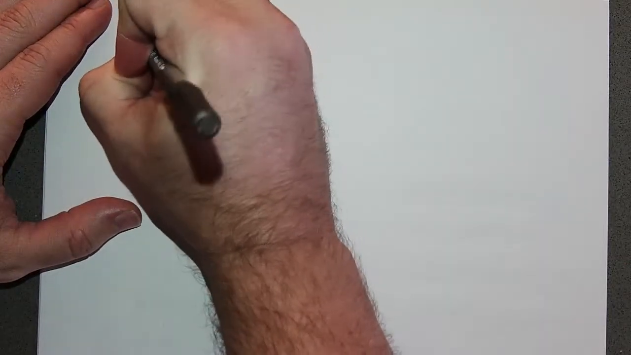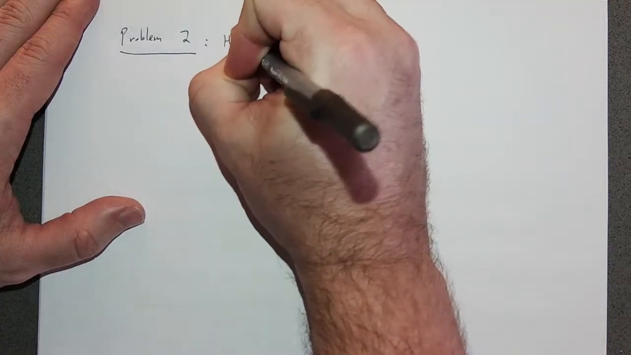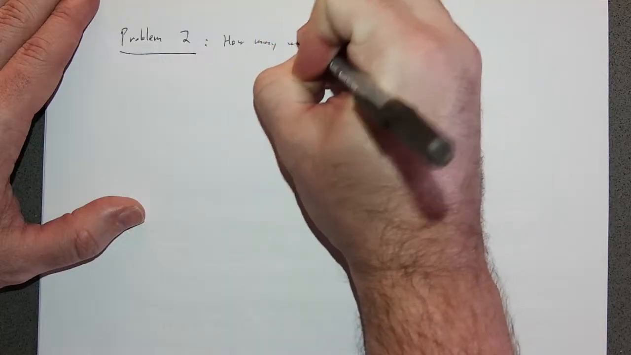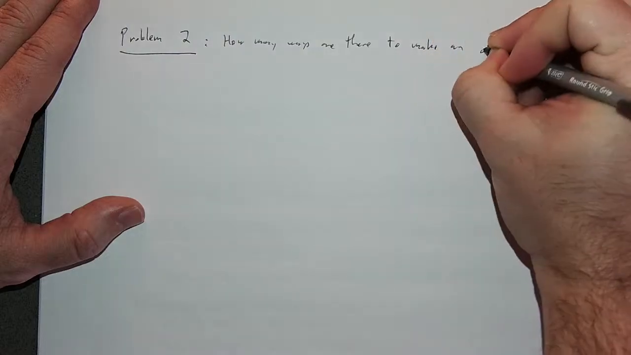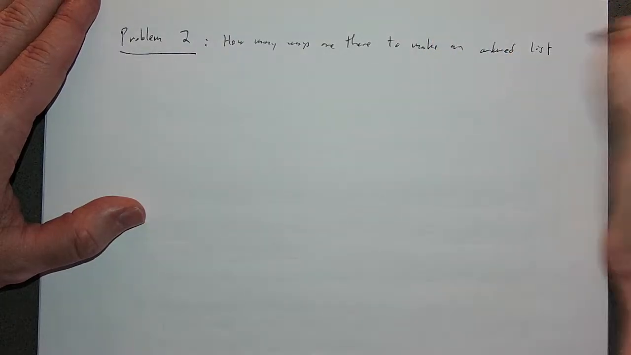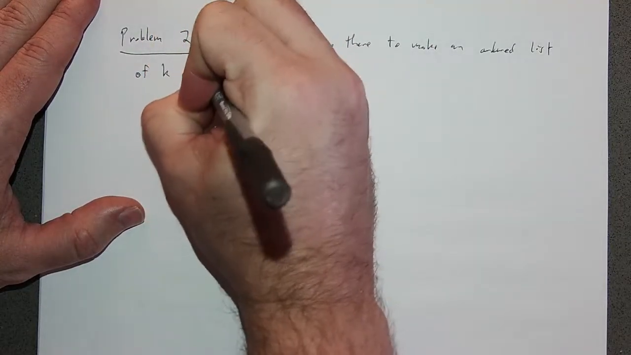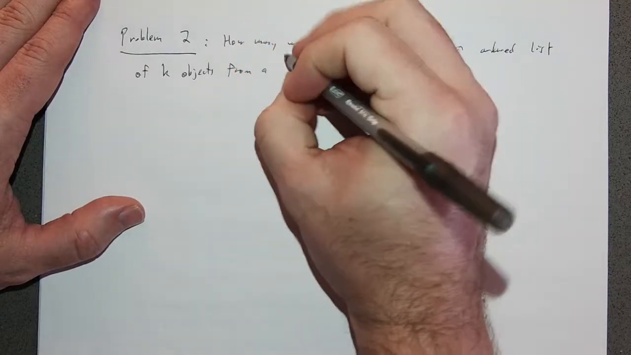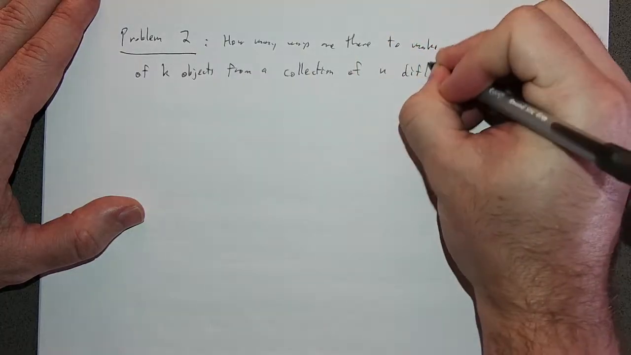Let's ask another question. So this is problem 2. Problem 2 asks, how many ways are there to make an ordered list of k objects from a collection of n different objects?